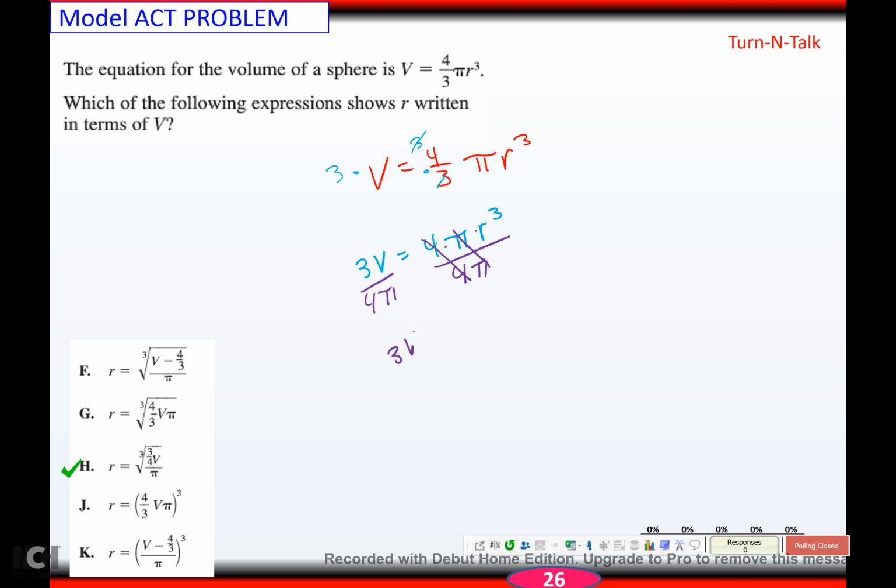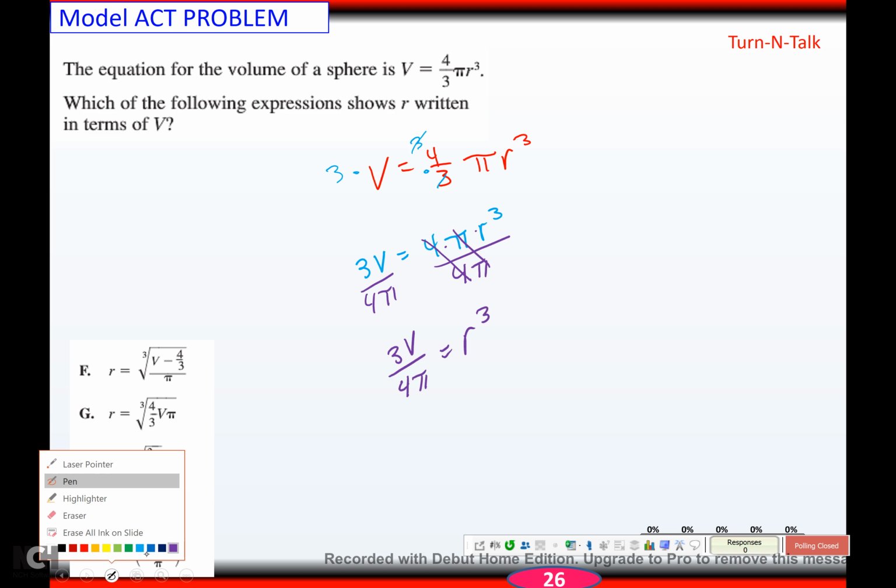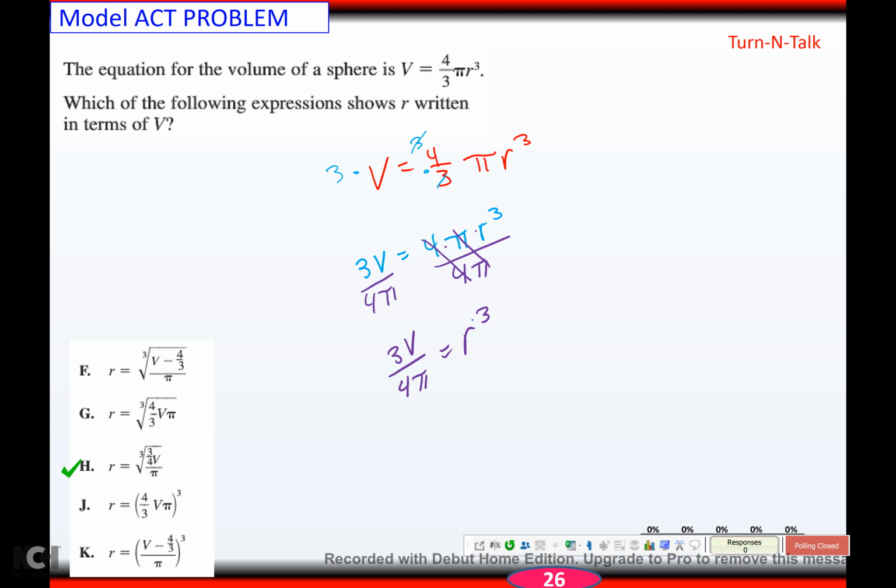That gives me 3v over 4 pi equals r cubed. I don't know why I'm writing slanted, sorry. And then to get rid of the cube, I'm going to cube root. So that gives me r equals the cube root of 3v over 4 pi. And what they wrote was, they just wrote it like this, but same thing.